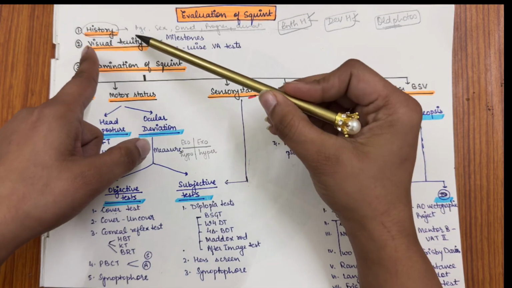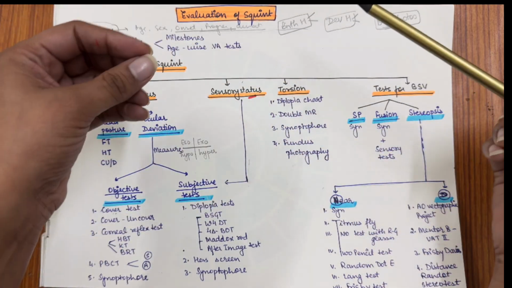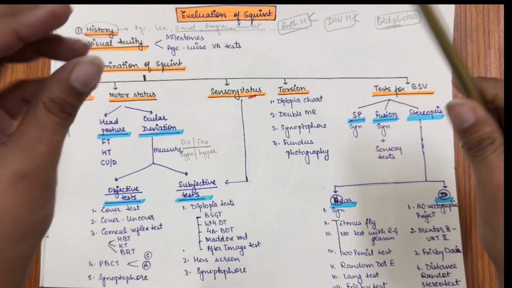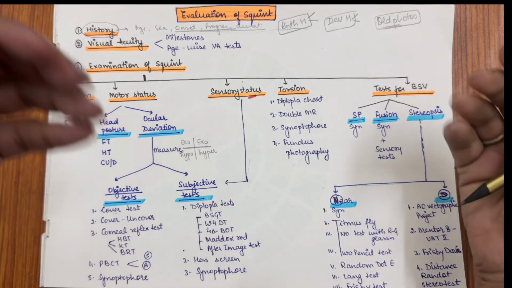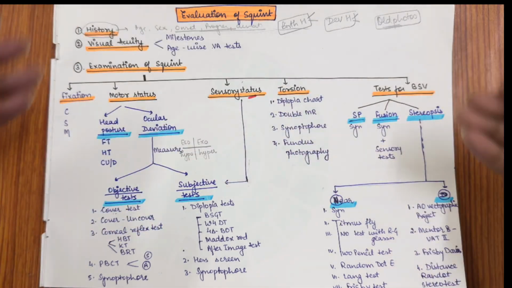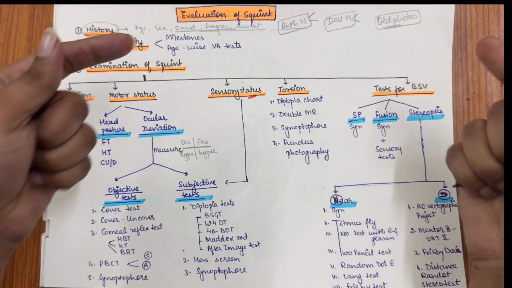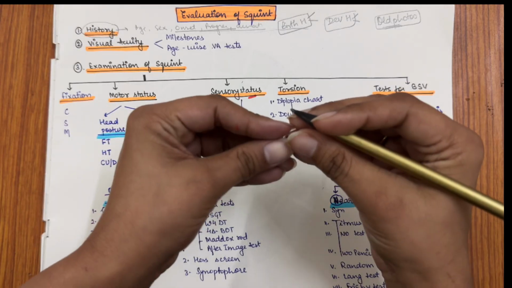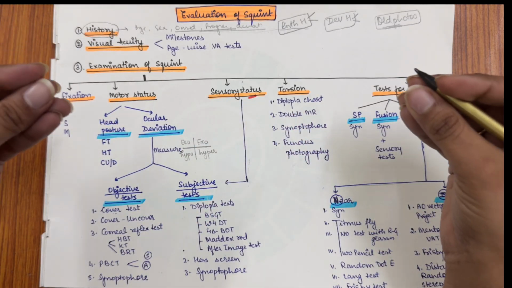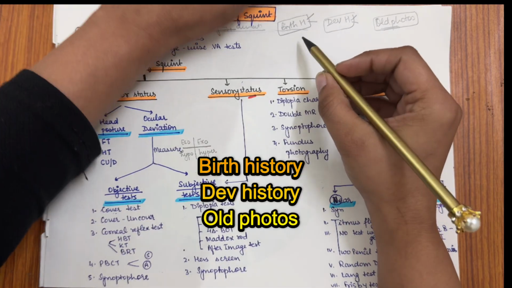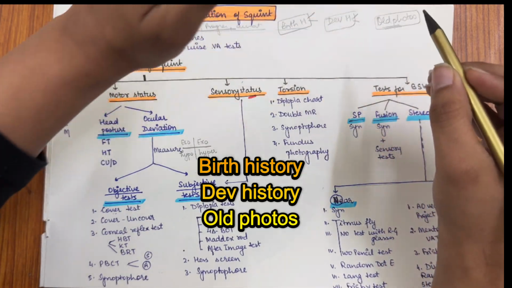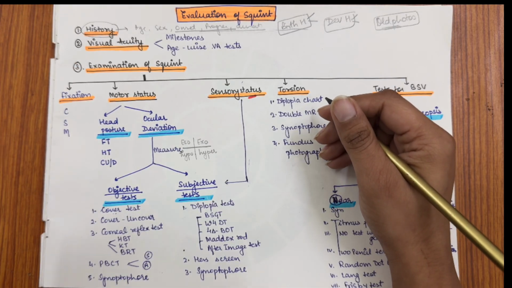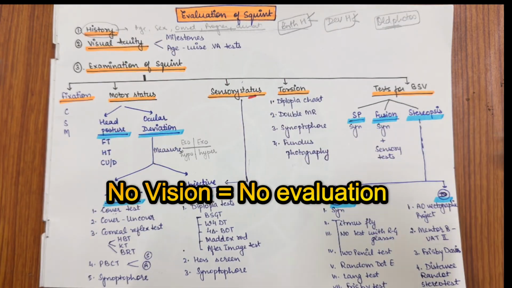So you can mention a lot of things about history, because that will tell you whether it is congenital or acquired, intermittent or constant, phoria or tropia. So many things will be clear by your history only. So history is the very important part. And the three important things which you cannot miss in the history while evaluating squint are birth history, developmental history and old photos.